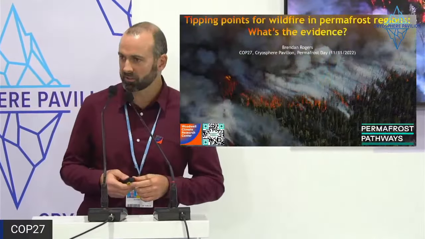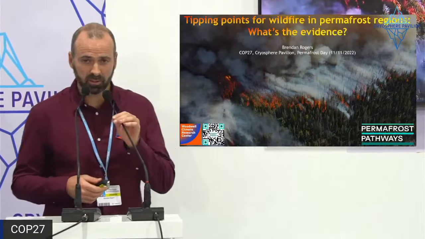So I'm going to investigate the question of whether we see evidence for tipping points in terms of wildfire in permafrost systems. And I think this is really important for a couple reasons. It's important because the term tipping point gets thrown around a lot. It's important for the science because wildfire and these abrupt permafrost thaw processes are not included in models. It's important from the social dimension because if we do cross tipping points, what does that mean for our collective will to address climate action?